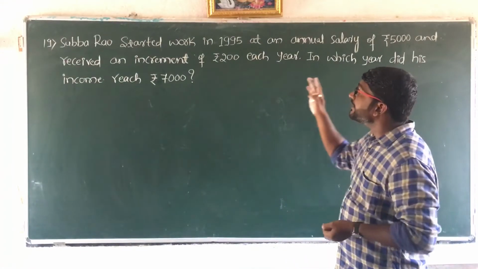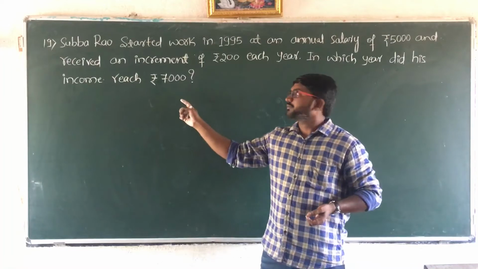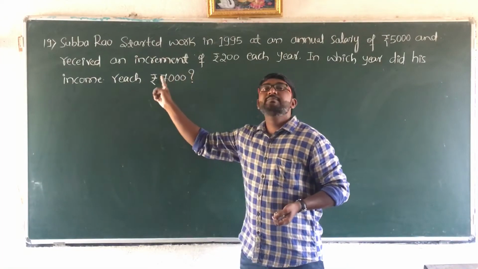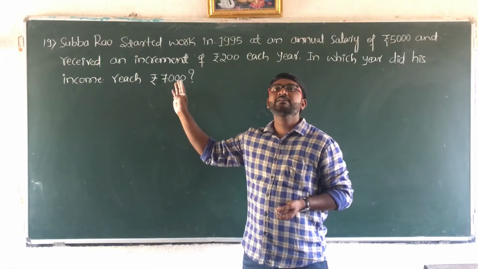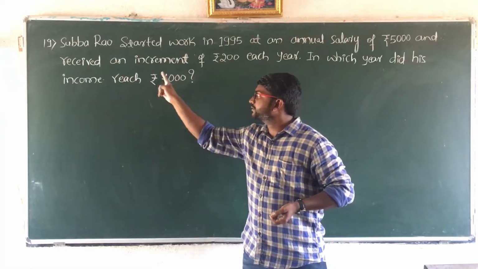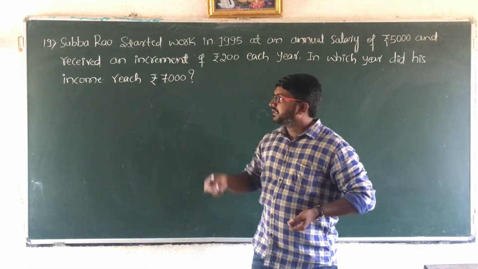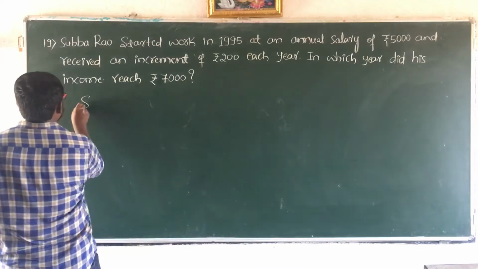In which year did his income reach 7,000? What is this 7,000 now? So this becomes the last term or the nth term of an AP. So this is going to be AN. So let us write the given information now.